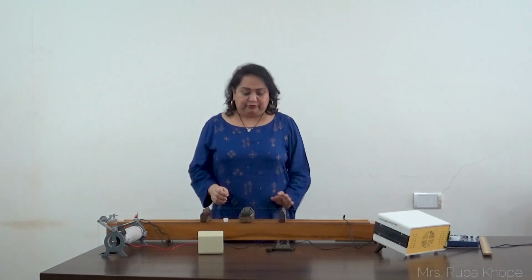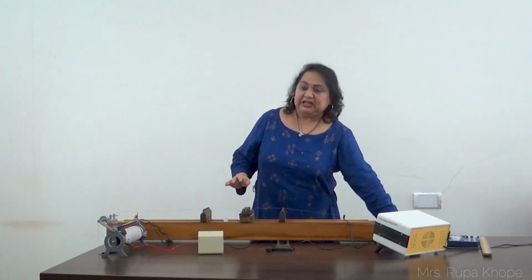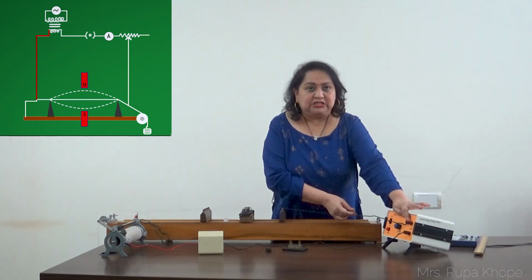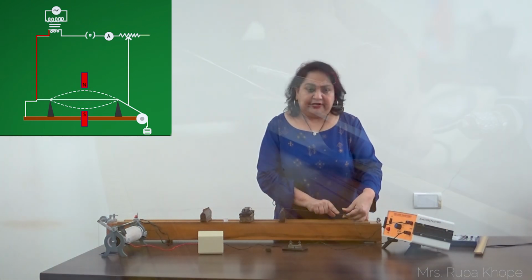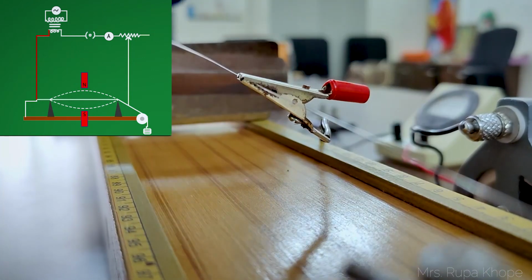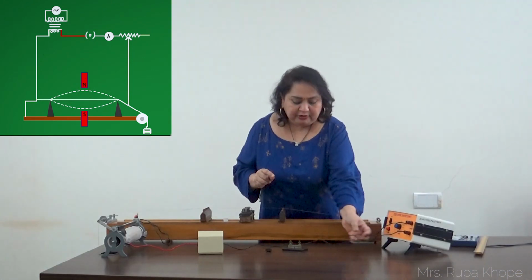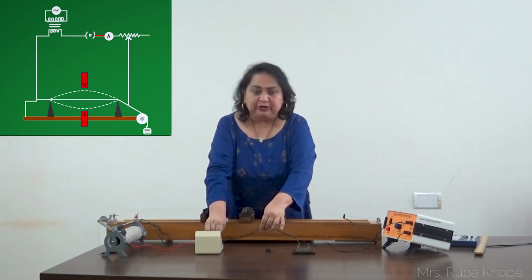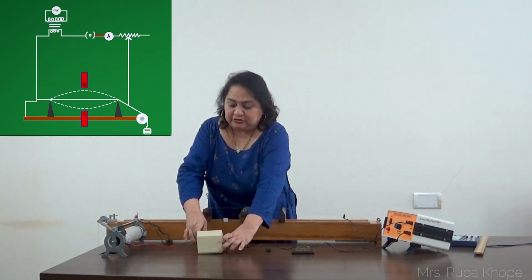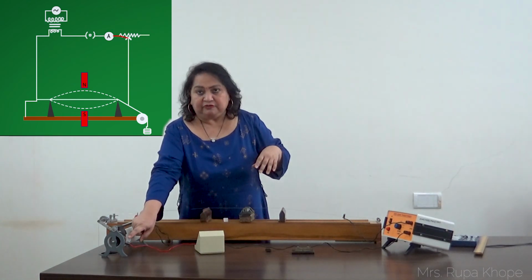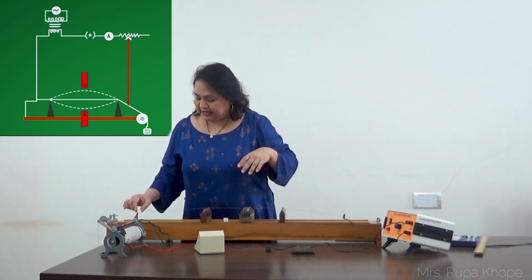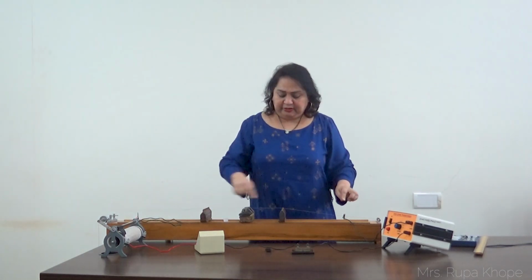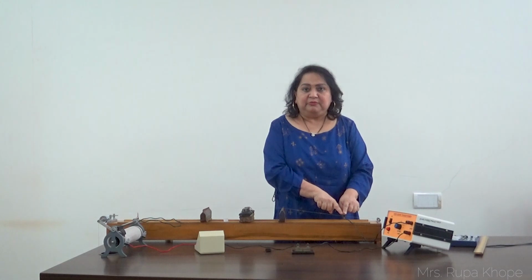So now let us see what we have to do. After setting this up, we will see the connections. One terminal of the transformer goes to the wire. Can you see this crocodile pin? This crocodile pin goes to the wire. From here, it goes to the key. From the key, it is connected to the ammeter. This is the ammeter connection. Then it is connected to the fixed terminal of the rheostat, and the variable terminal of the rheostat is connected to the second crocodile pin. You can see that. So this completes the connection.